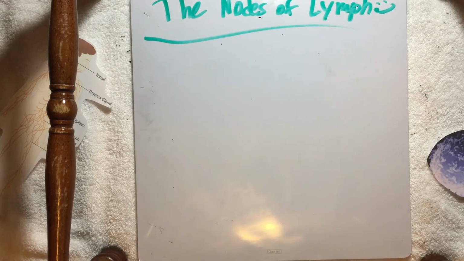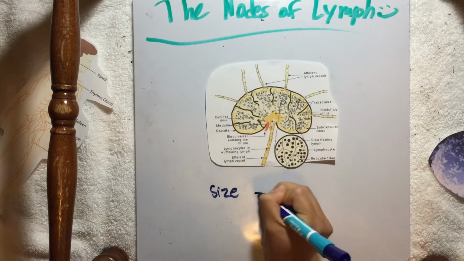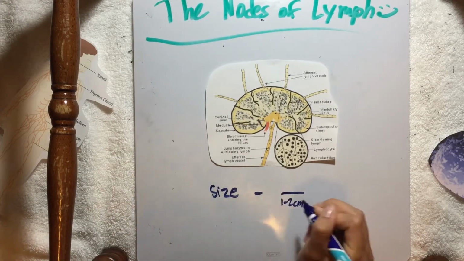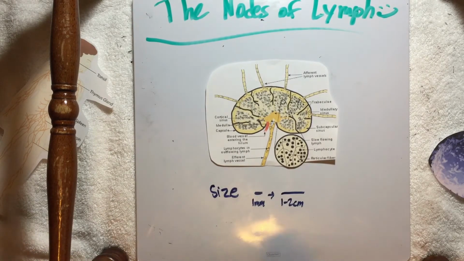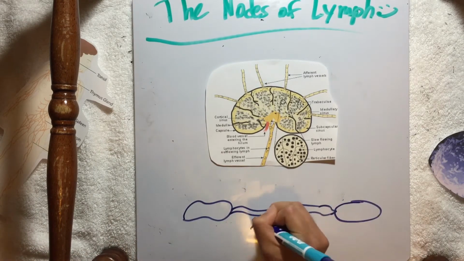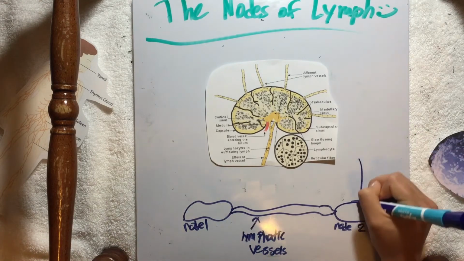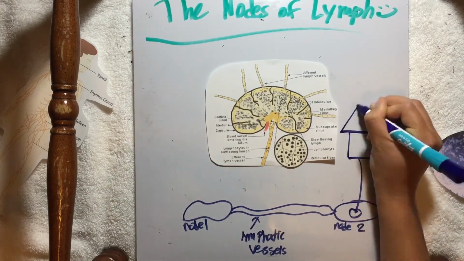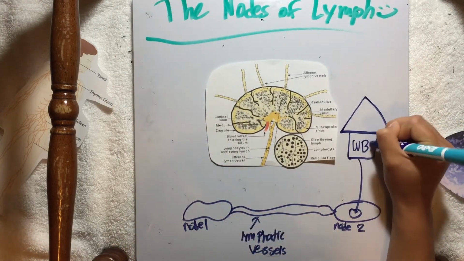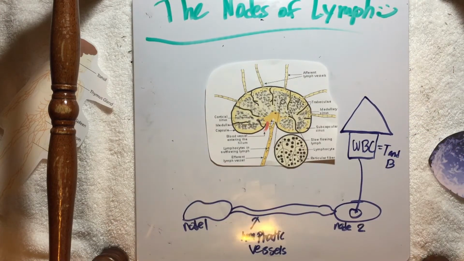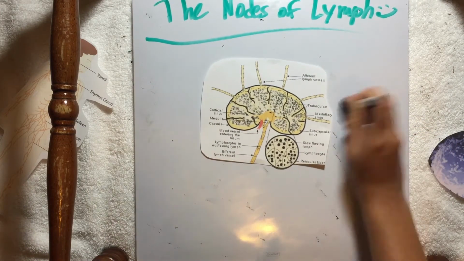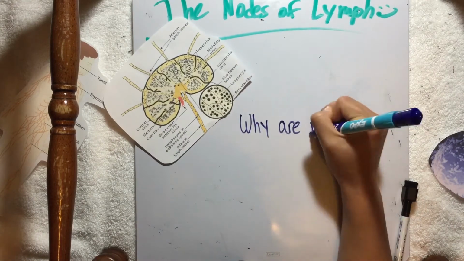Lymph nodes are organs, as Marshall said, and they range in size from 1 millimeter to about 1 to 2 centimeters. And they're important because they're major housing sites for white blood cells, or B and T lymphocytes. So basically, that's where our lymphatic system connects with the immune system. And they filter and clean the lymph.